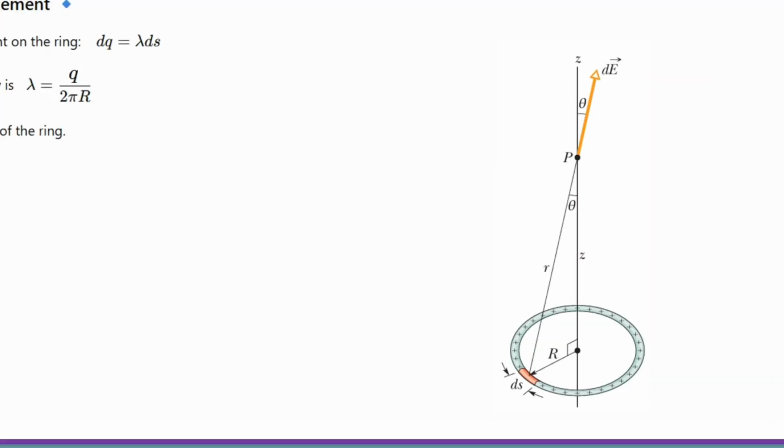Step 1. If we look at the figure, we first choose a very small charge element on the ring. We call this element dq, and its small arc length is ds. Since the charge is uniformly distributed, dq equals lambda times ds. Also, remember that the linear charge density is lambda equals q divided by 2 pi r. Here, 2 pi r is simply the circumference of the ring.